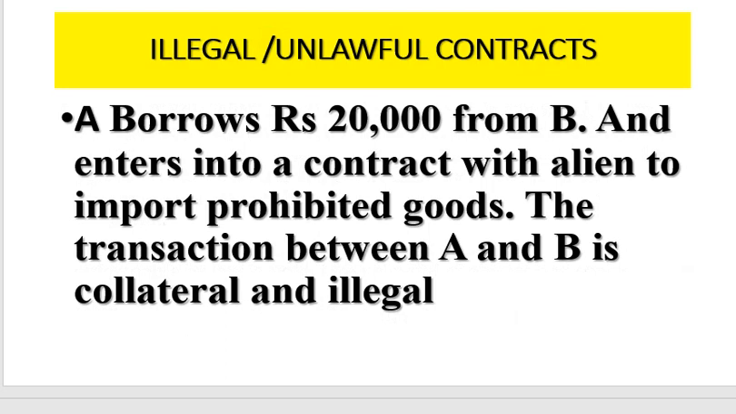Like here, A borrows rupees 20,000 from B, and enters into a contract with an alien, meaning an enemy country, to import prohibited goods. The transaction between A and B is collateral and illegal. When the agreement is illegal, it also affects the collateral transaction. Here, A borrows 20,000 from B for the purpose of importing prohibited goods. So it is a collateral transaction. It also is void.